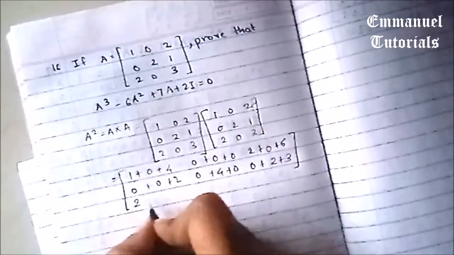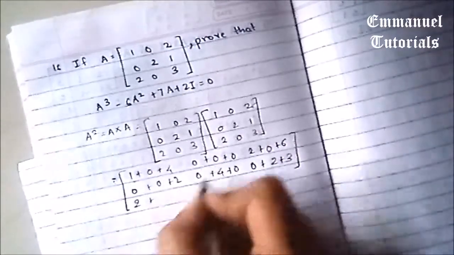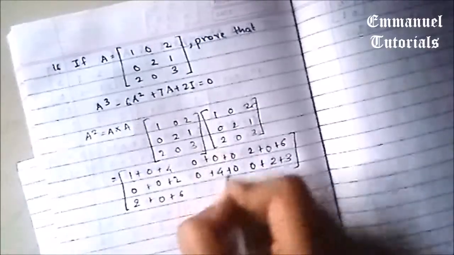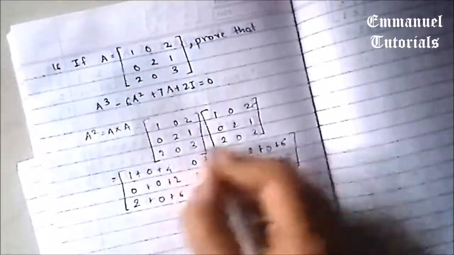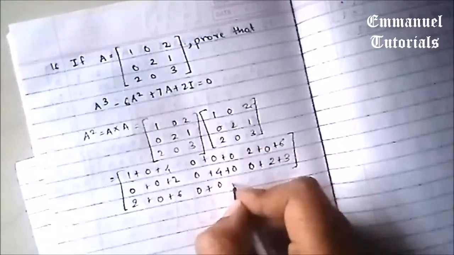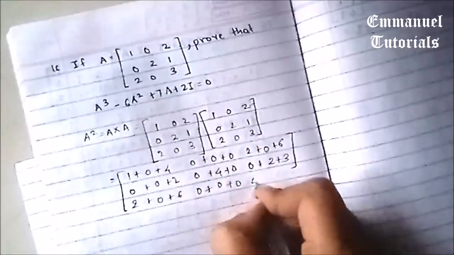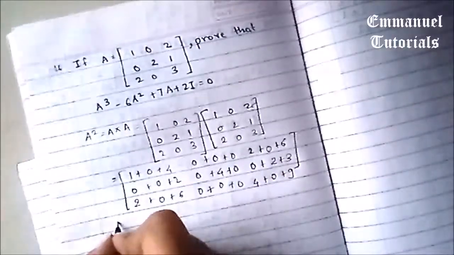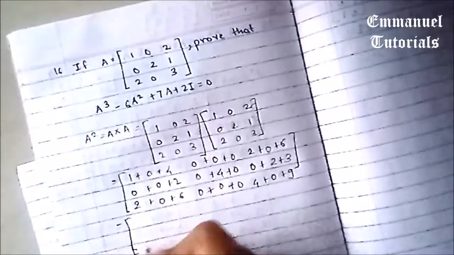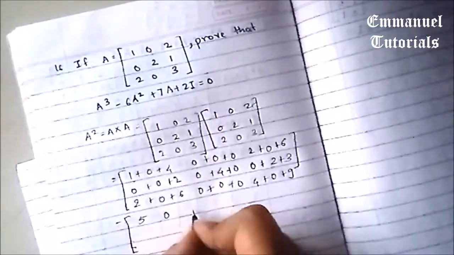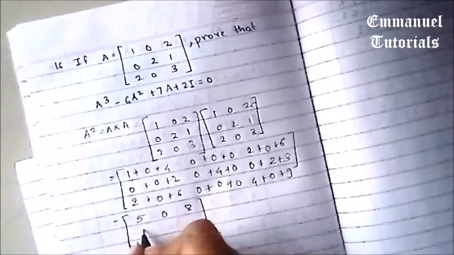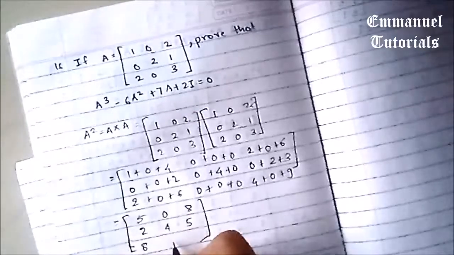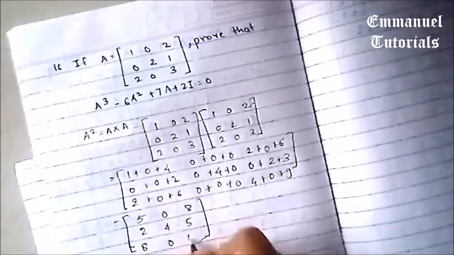2 into 1 is 2, plus 0 into 0 is 0, plus 3 into 2 is 6. 2 into 0 is 0, plus 0 into 2 is 0, plus 3 into 0 is 0. 2 into 2 is 4, plus 0 into 1 is 0, plus 3 into 3 is 9. This gives us 5, 0, 8, 2, 4, 5, 8, 0 and 13.